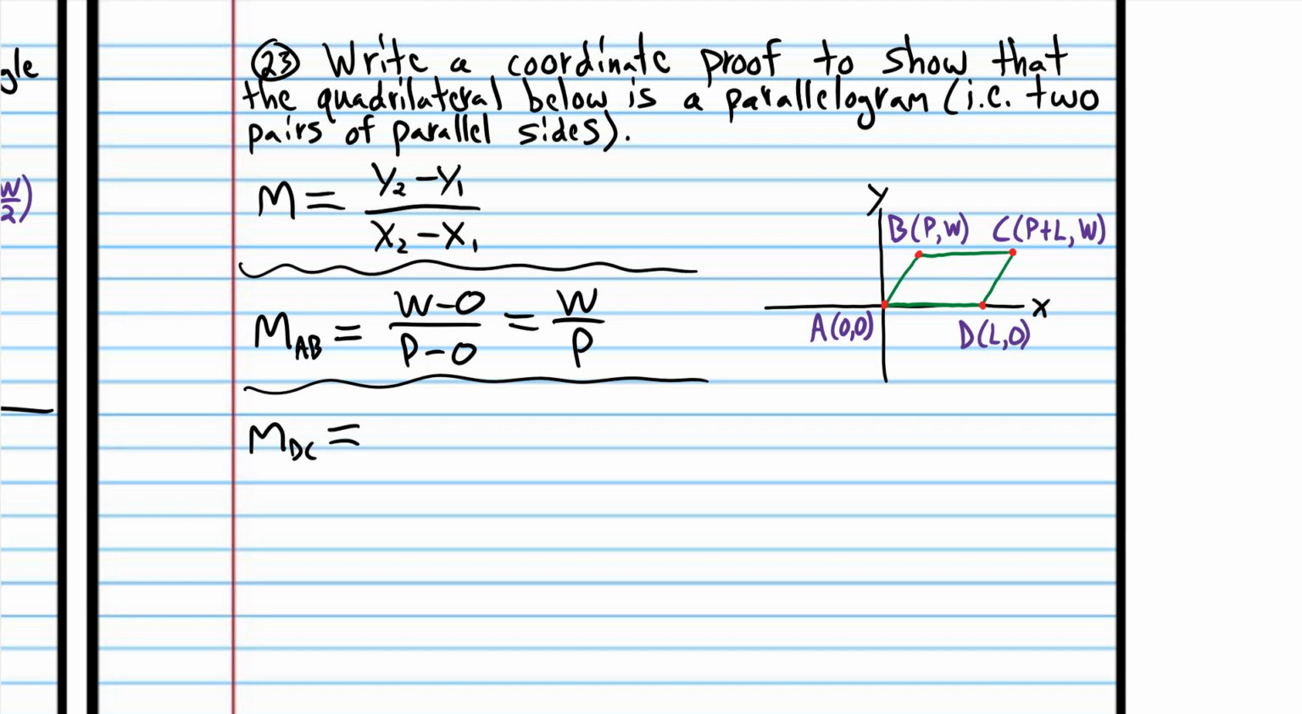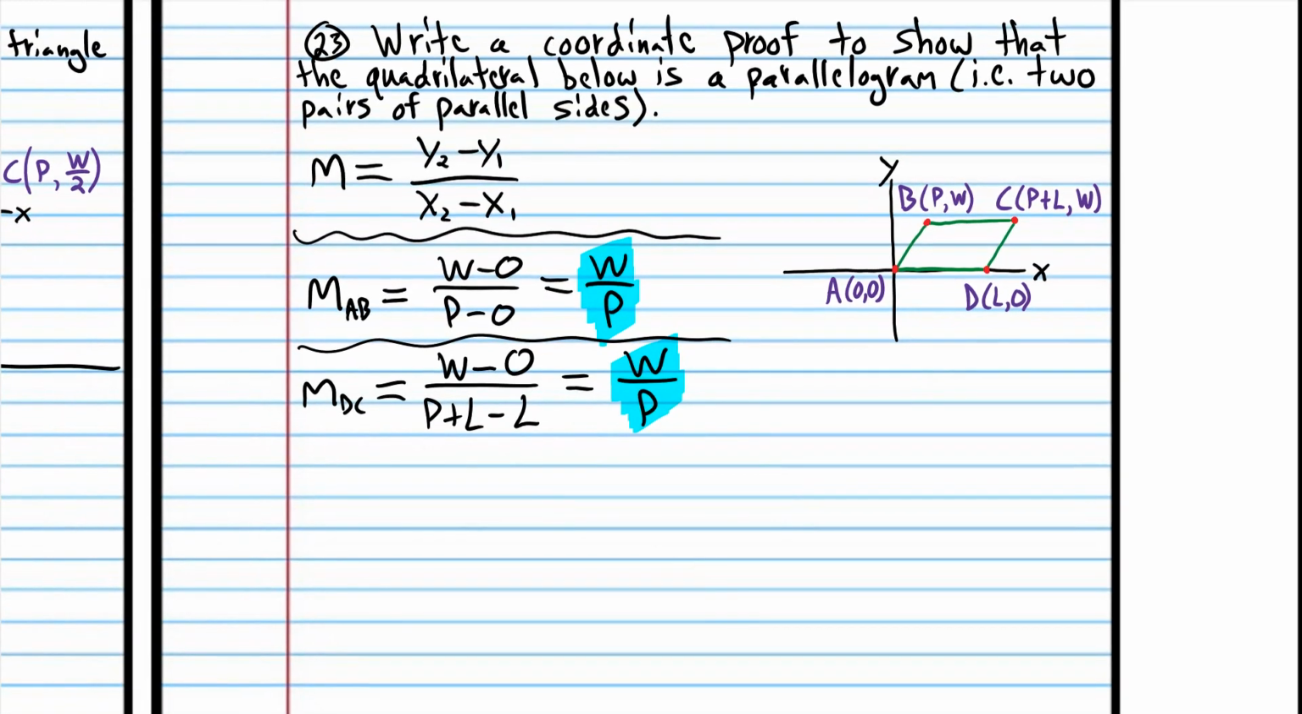So we have W minus 0 over P plus L minus L. W minus 0 is W, and these L's just cancel out, and you have P, and we showed that the slopes are the same. The slope of AB and DC are the same, which means that AB is parallel to DC. So we showed that one pair of sides are parallel. We need to show that there are two pairs of parallel sides.